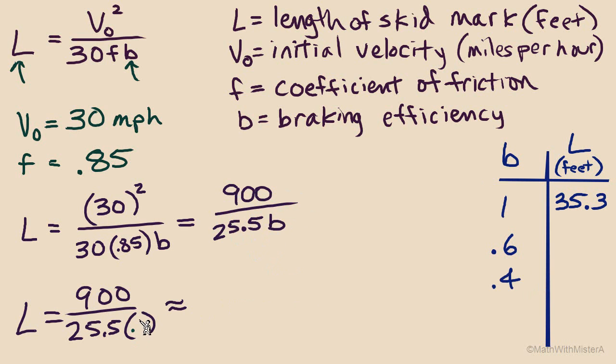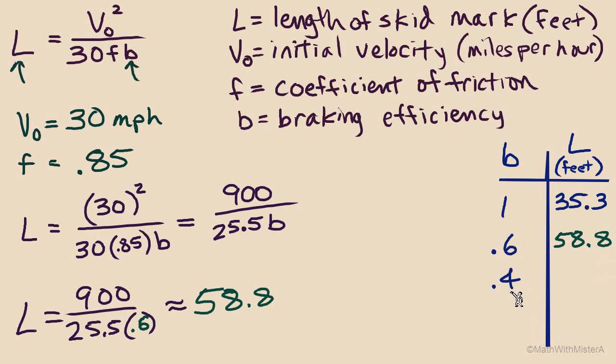Next, let's use 0.6. Following order of operations, we'll multiply these two in the denominator and then divide 900 by the result. 25.5 times 0.6 equals 15.3, and now 900 divided by 15.3 is approximately 58.8 feet. Let's put that into our table. So our value for L has increased when the braking efficiency decreased. Remember, we were saying a braking efficiency of 60% was when only the front two tires were braking. So the skid mark is much longer. It takes the car longer to stop.